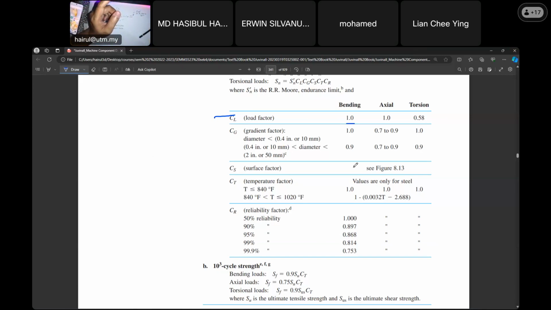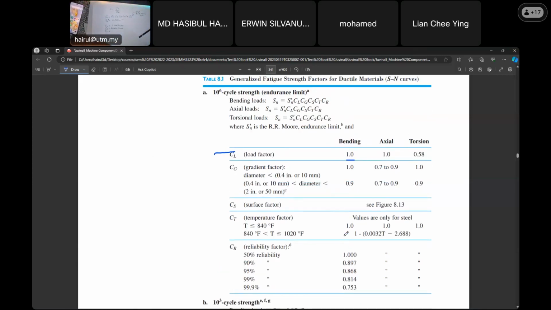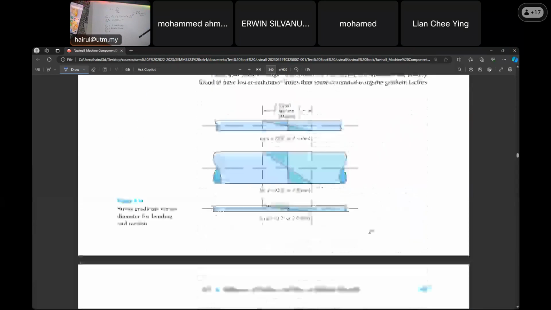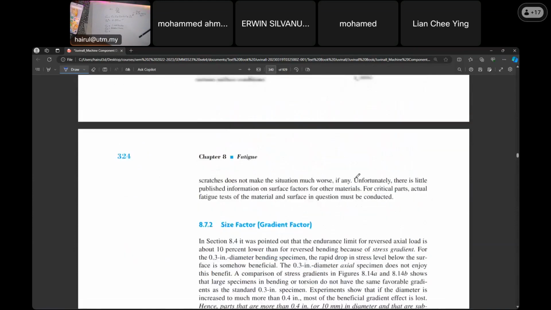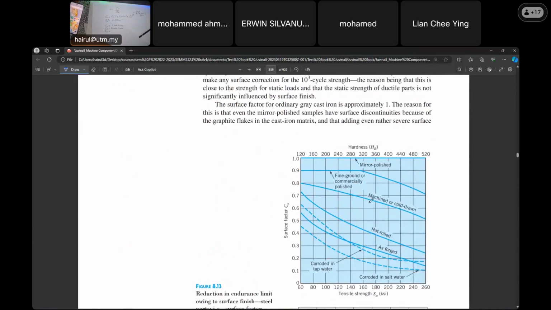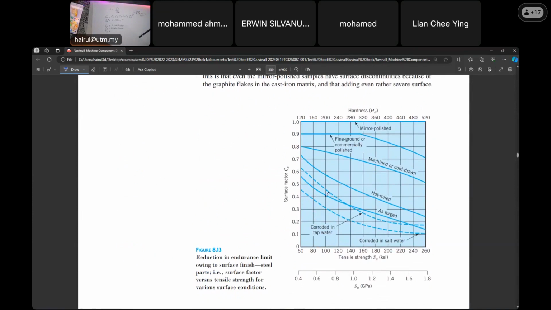So how do we check the surface factor? Class, are you watching or not? Class, can you see the textbook? Yes. Okay. Refer to Figure 8.13 to get the surface factor. Figure 8.13 in your Chapter 8. If you look here, this is how you find the surface factor.